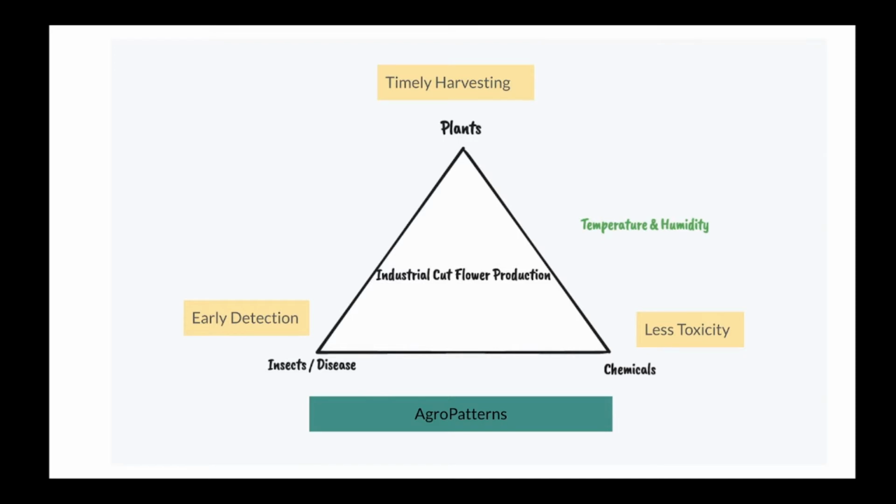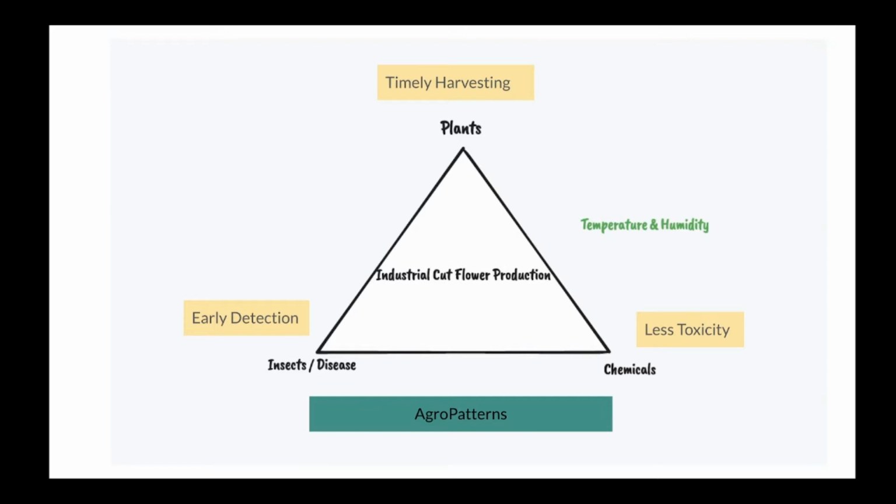And the early detection also leads to less toxicity, because insects, when they're young, are much less aggressive than as adults. So you have to use much less chemicals in order to get rid of them. And within this triangle, there's a constant, which is temperature and humidity, that affects all three pieces, all three vertices of this.